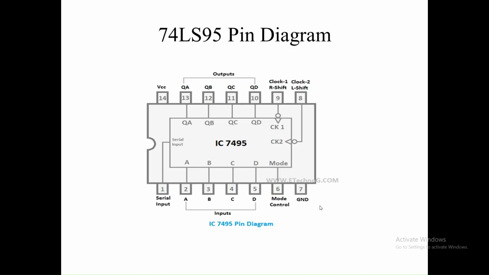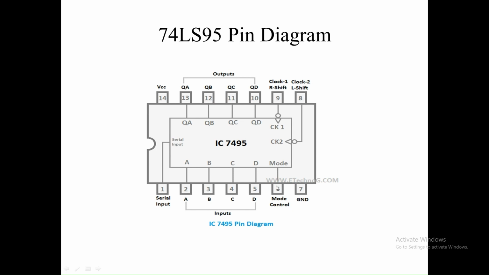This is the IC pin diagram of 74LS95. It is a 14-pin IC. Pin number 7 is ground. Pin number 14 is VCC. As there are a total of 4 flip-flops, there are 4 outputs: QA, QB, QC, QD. This IC works in 2 modes, right shift and left shift. Whenever the right shift operation is required, the clock is connected to pin number 9, and whenever the left shift operation is required, the clock is connected to pin number 8.